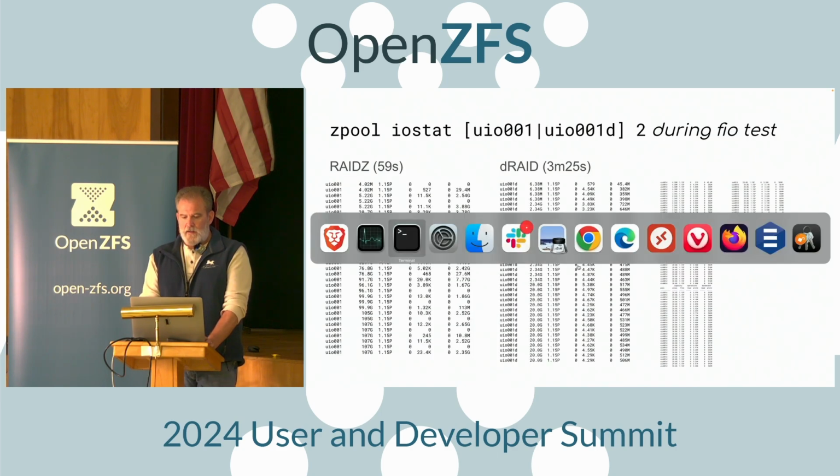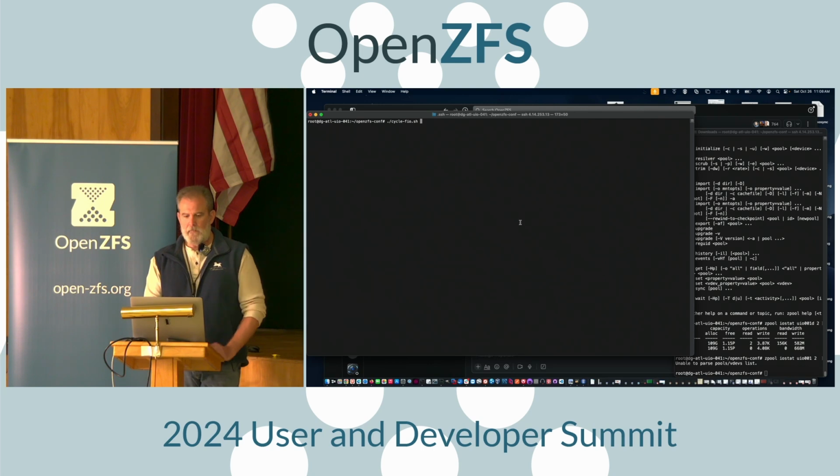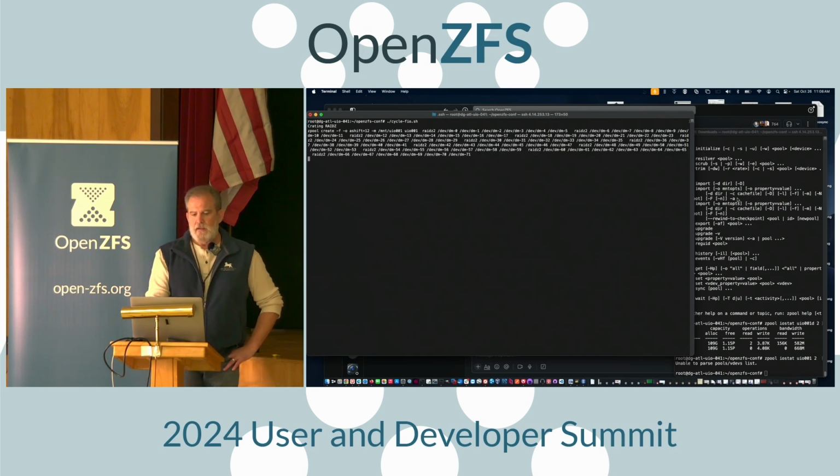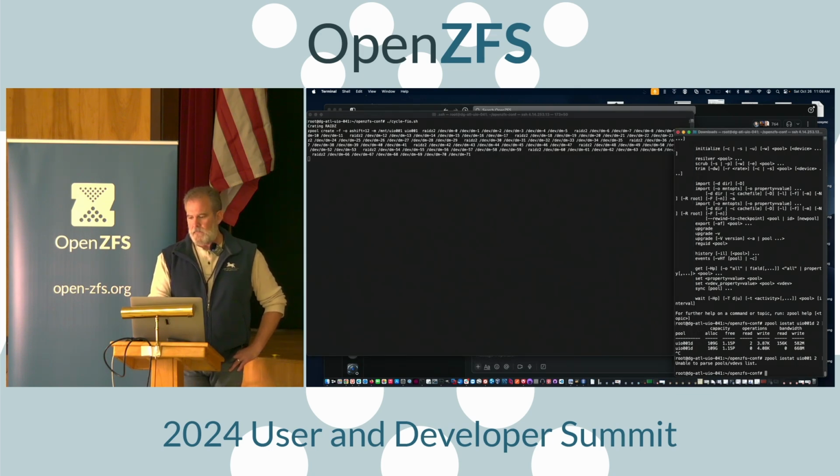So, in reality, this is against that 78 drive one. So, it's going to build the RAIDZ. Building. It's going to tell me to start the iostat once it's done.